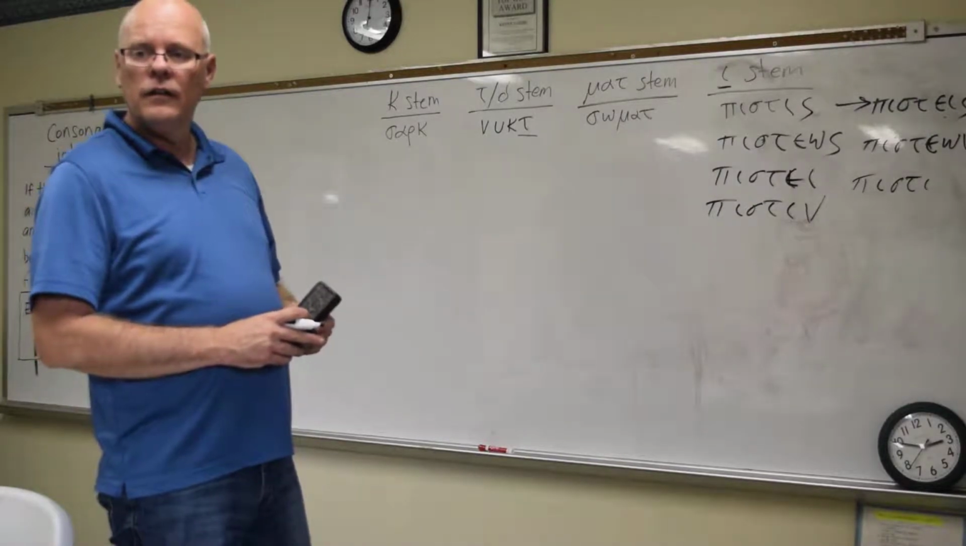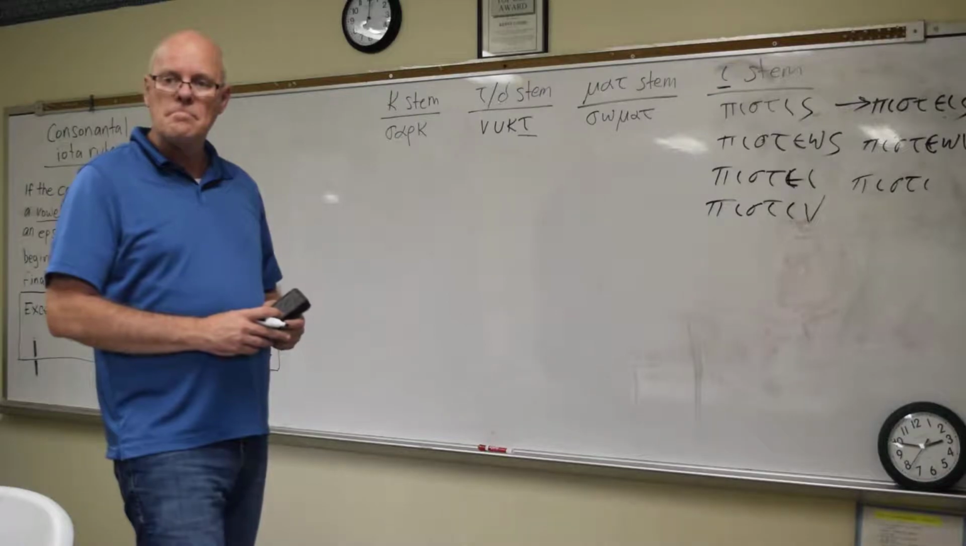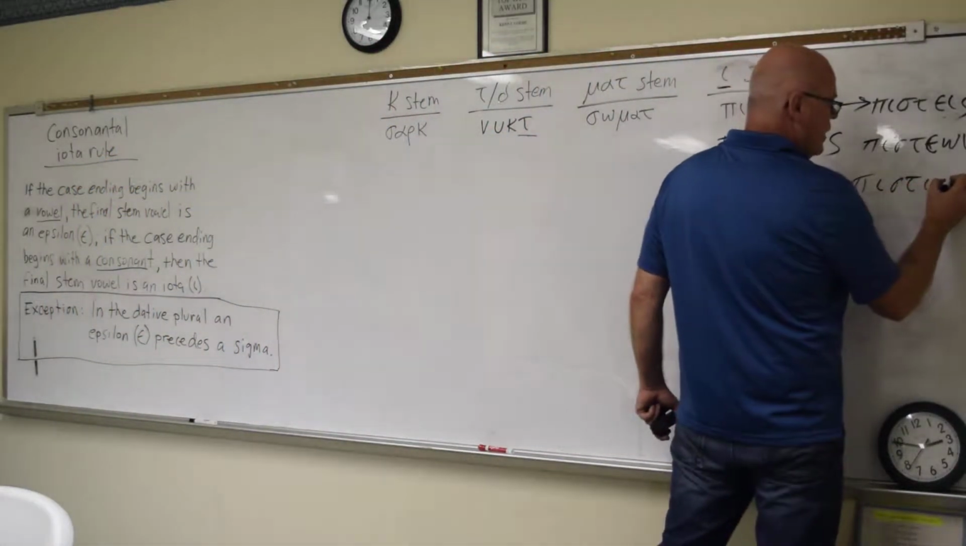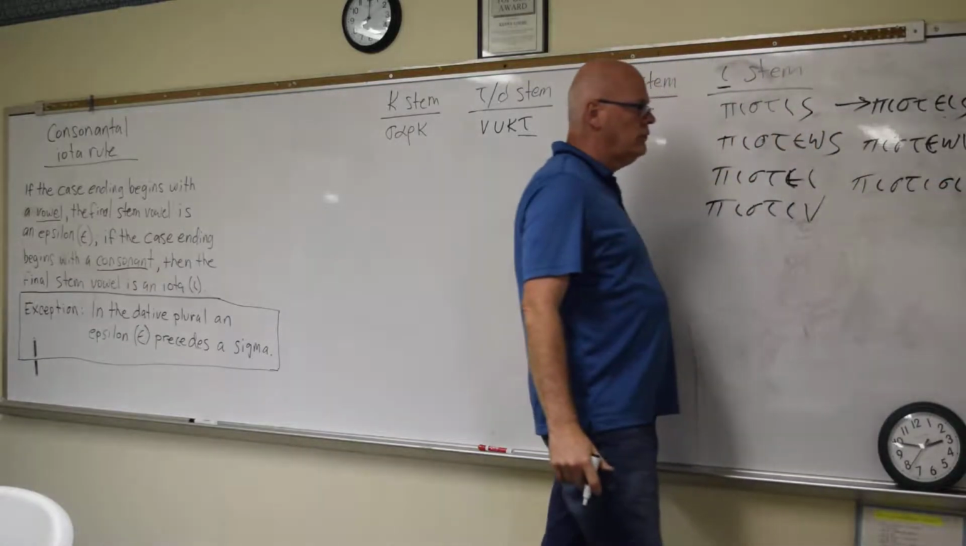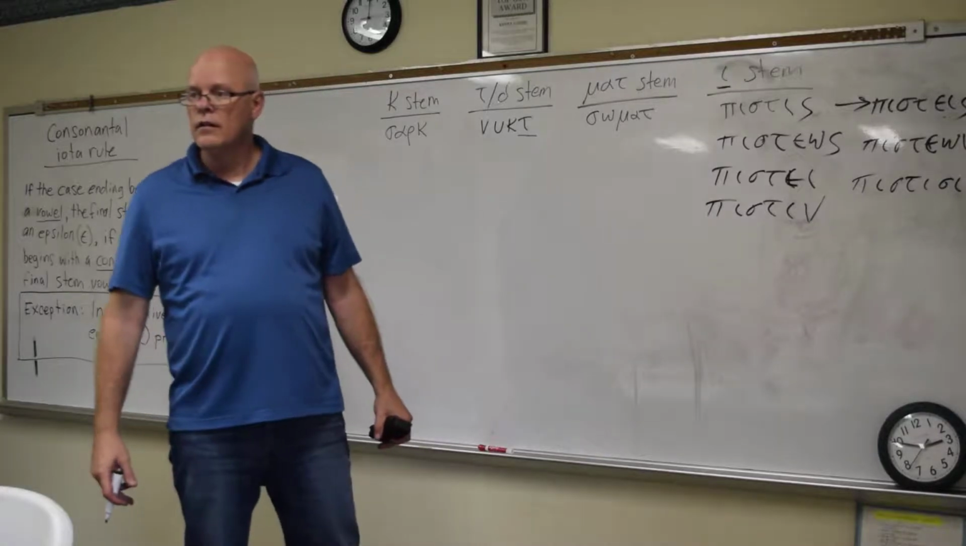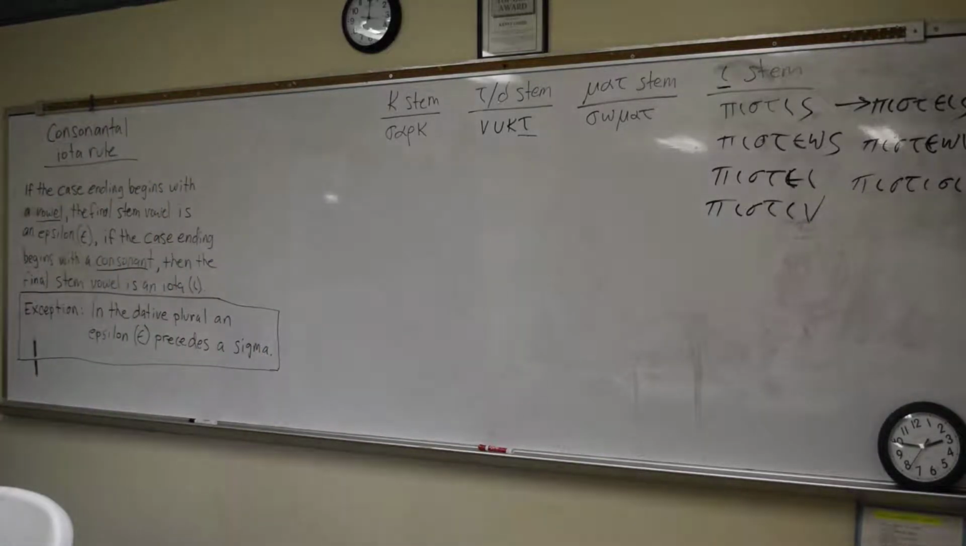Just add a sigma at the end. Okay, so a sigma epsilon, like that? Wait, are we doing plural? We're doing plural, right? Except you have the exception. Okay, what does the exception say? An epsilon precedes the sigma.